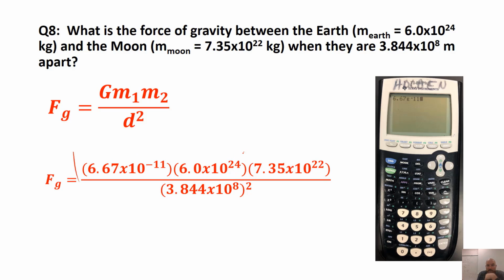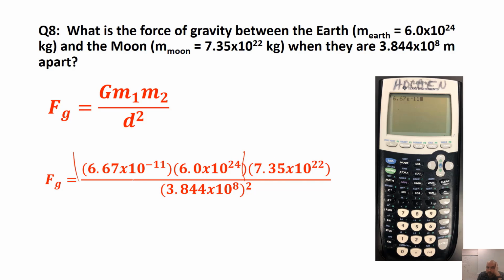So at this point in time, the calculator is showing me in its memory these two multiplied by each other. And I'm just going to hit times. Once I hit times, I see what this is, 7.35. I hit the EE button, 22. I hit equals. I get this in the calculator's memory.